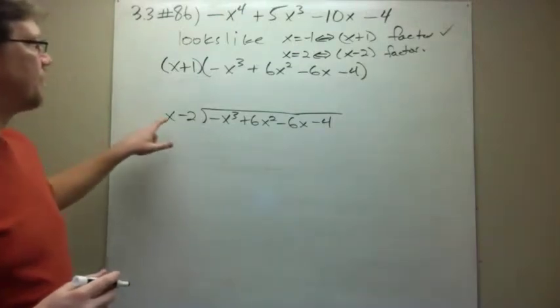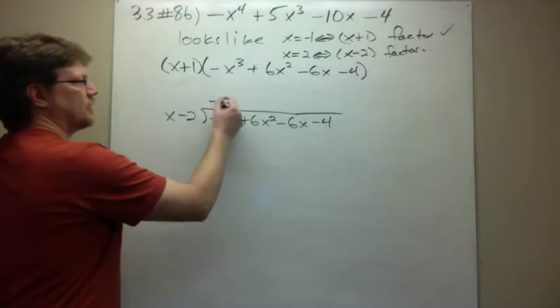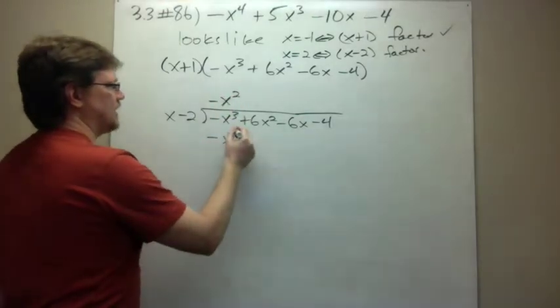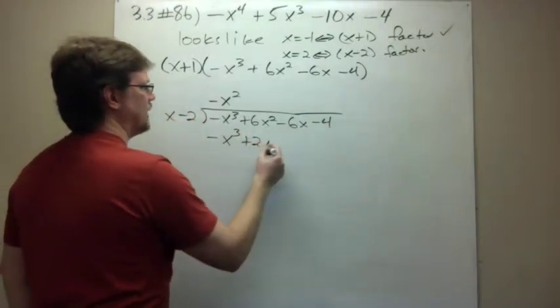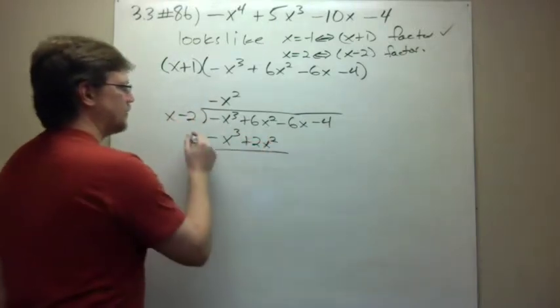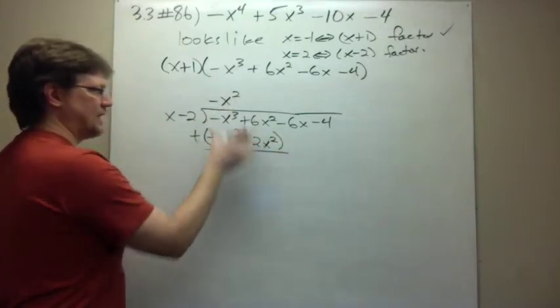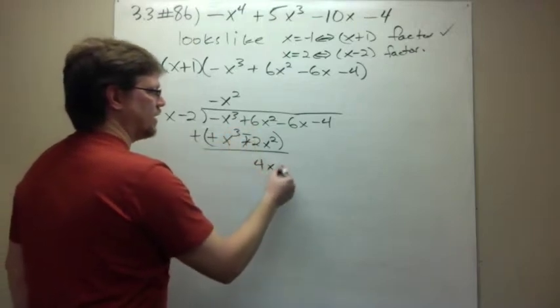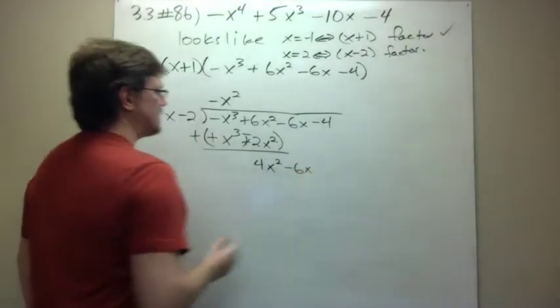All right. What do I need to do to x to make it look like a minus x cubed? It's a minus x squared. Minus x cubed, minus and a minus is a plus, 2x squared. Well, now we subtract, which is the same thing as flipping the signs and adding. This cancels, 6 minus 2 is 4x squared. I bring down my minus 6x.